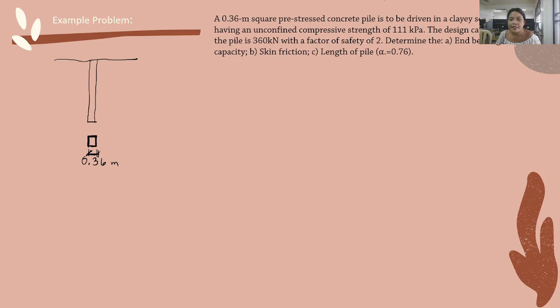Next, it will be driven, meaning it will be buried in the ground, in a clayey soil. So, this soil of ours is a clay one. Clay. Let's also write it down: clayey, having an unconfined compressive strength. Later, we will discover what that unconfined compressive strength is.